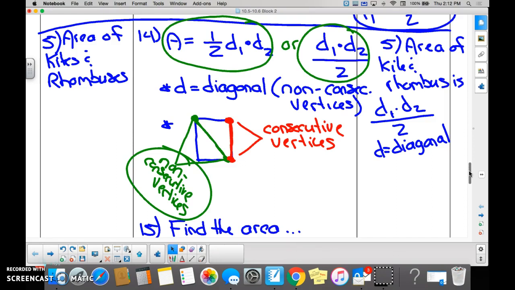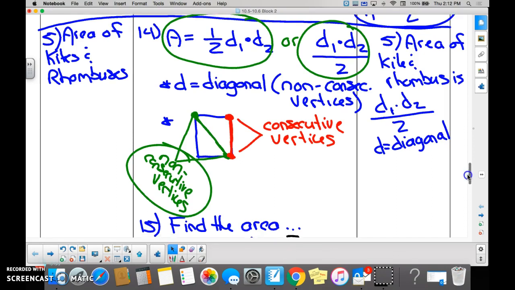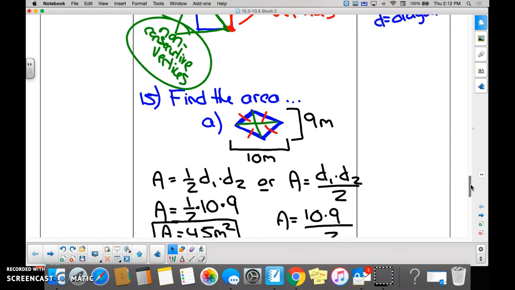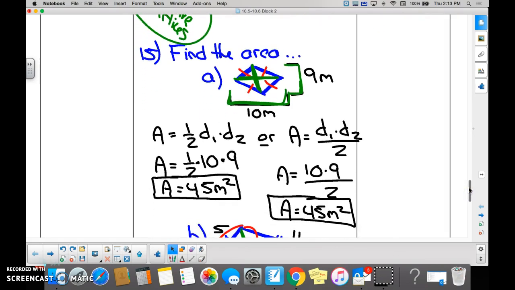Okay, so now that we know what diagonals are, can we calculate the area of a kite or a rhombus? Yes. It looks like this diagonal right there is 10 meters. This diagonal right here is 9. So if we plug it into either of our formulas, they're both the same, what are we going to get? 45 meters squared.